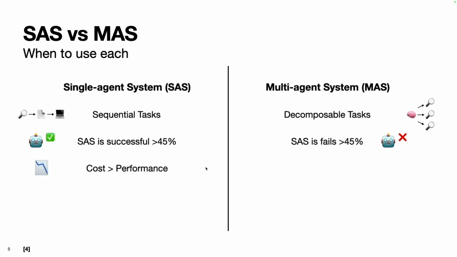And finally, if cost is the most important factor in your system, so you want to keep compute costs down, then a single agent system is going to be the way to go. However, if cost isn't the most important factor, and really what you're trying to do is maximize performance because the economic value is there for the particular use case you're working on, then a multi-agent system can make sense.